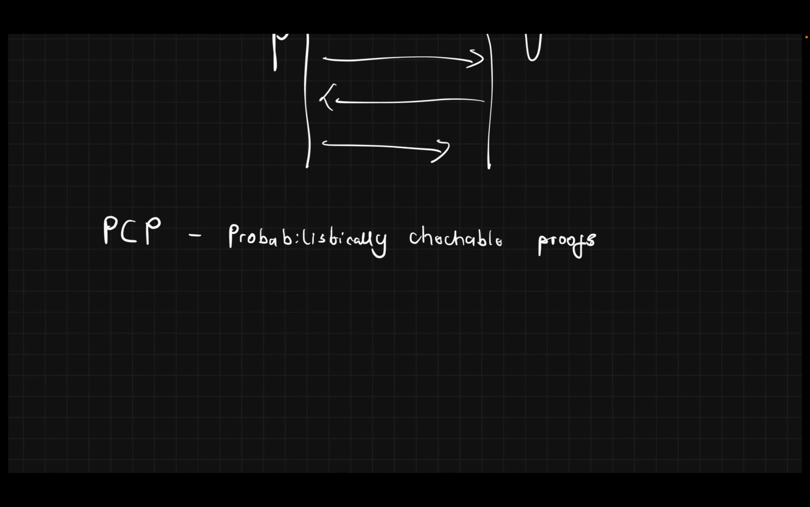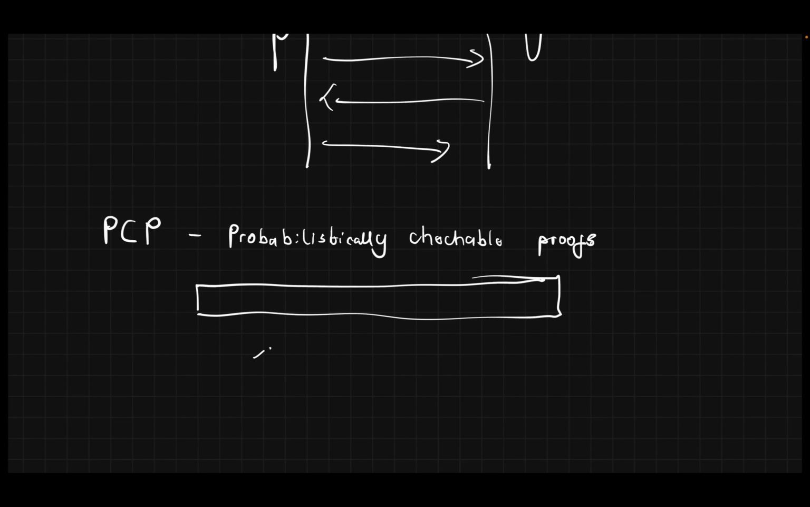That's PCPs. So what happens with PCPs is that you send a proof. You send just a string. The prover sends the string to the verifier, and then the verifier will just check maybe one entry in this string. Okay? And then once it checks that, it's sure that every other thing is correct.